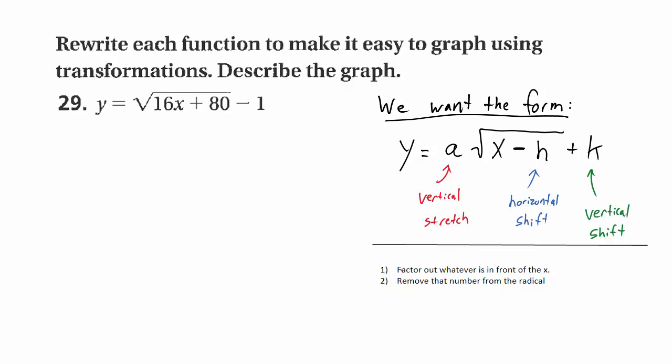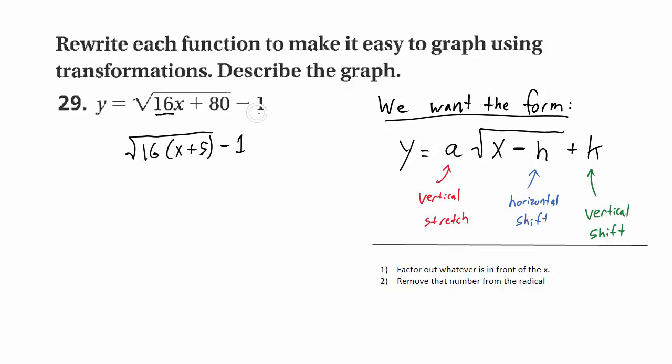In general, you want to factor out whatever's in front of x. In this case, there's a 16 in front of x, and we want to factor that out. If I divide by 16 on the first term, you just get x. If you take 80 and divide by 16, you just get 5. So when we factor it out, we can write it this way, and that will allow us to clearly see what the vertical stretch and the horizontal shift specifically are.